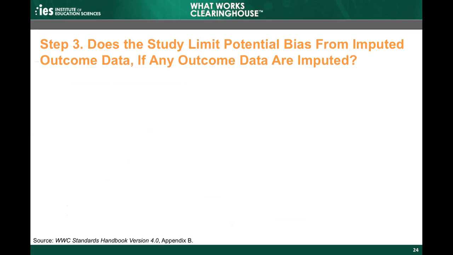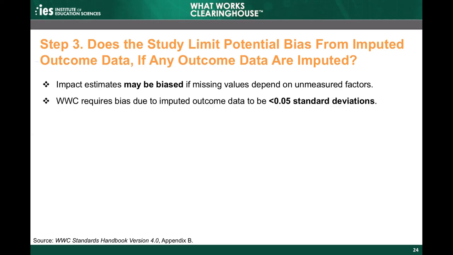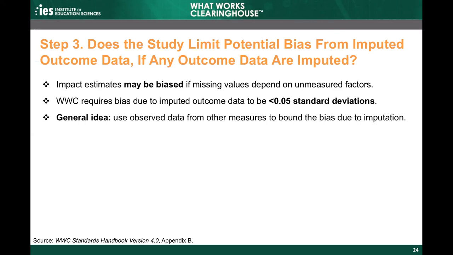So moving on to step 3, this is asking, does the study limit potential bias from imputed outcome data if any outcome data are imputed? So impact estimates may be biased if missing values depend on unmeasured factors. And the WWC requires the bias due to imputed outcome data, the potential bias due to imputed outcome data, to be less than 0.05 standard deviation.